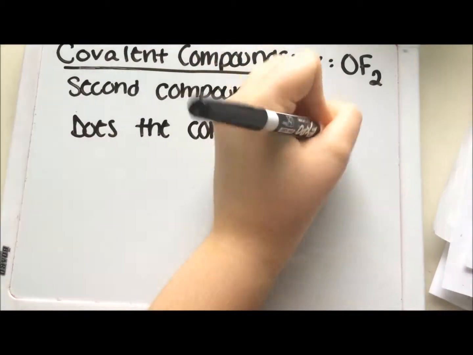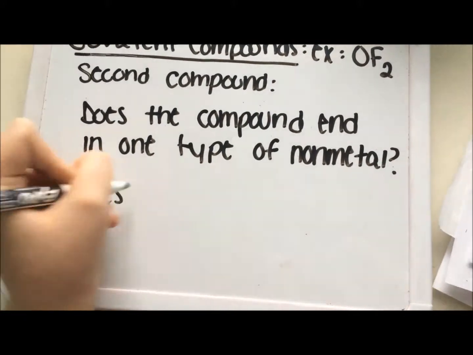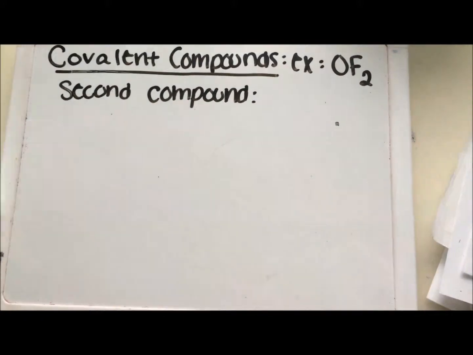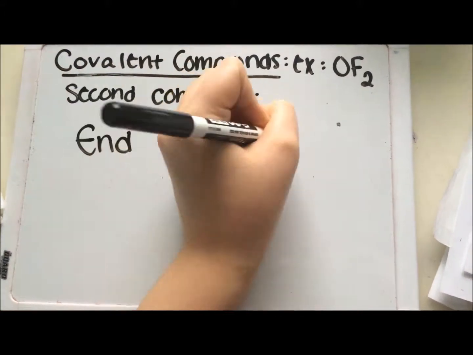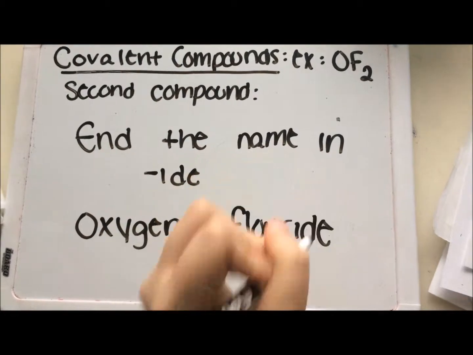To name the second compound, you would ask, does the compound end in one type of nonmetal? Yes, it does. So this means that you end the name in "ide", so now you have oxygen difluoride.